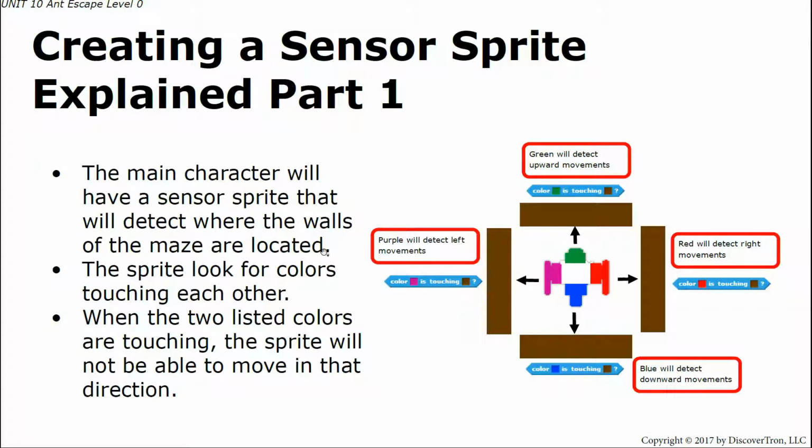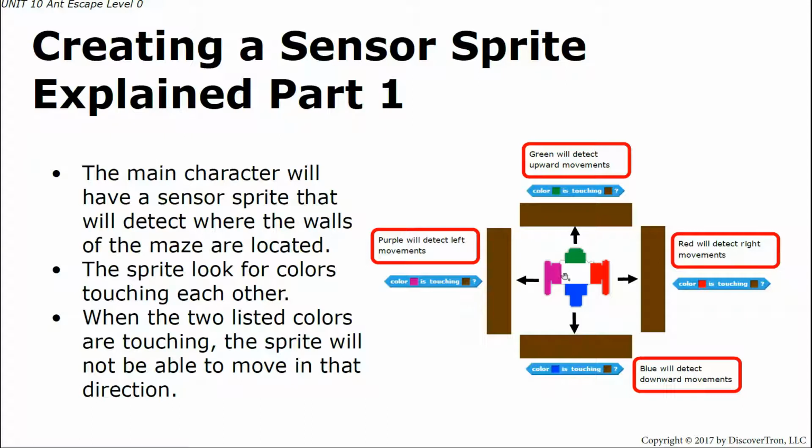Let's look at a little bit more detail on our sensor sprite. So when the sensor sprite is moving around, we have the different colors on its body. We have green for the top, blue for the bottom, red for the right, and purple for the left. So whenever the sprite is touching one of these colors that matches the maze sprite, we won't allow that sprite to move through it by basically not changing its X or Y value based upon which direction it's moving.